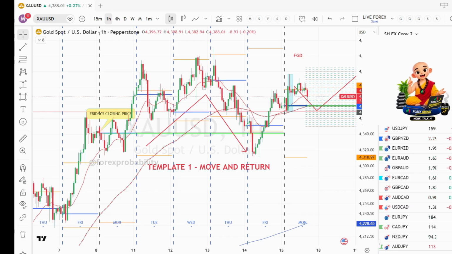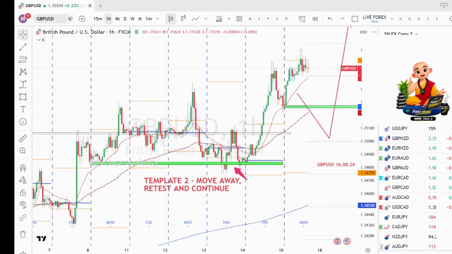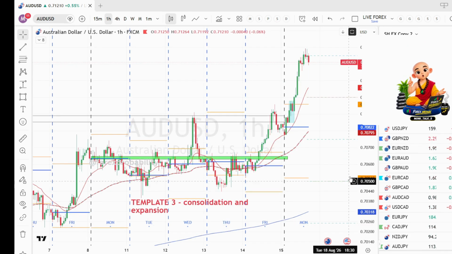Why is the weekly template important? The biggest advantage of this approach is that it gives you a higher time frame perspective. Instead of looking at a 5-minute or 15-minute chart and immediately asking, should I buy or sell? You can first step back and ask, what is the market doing this week? Is it moving away from CP and returning? Or retesting CP and continuing? Or consolidating before a larger move? That information can help you build context before dropping down to your lower time frame.